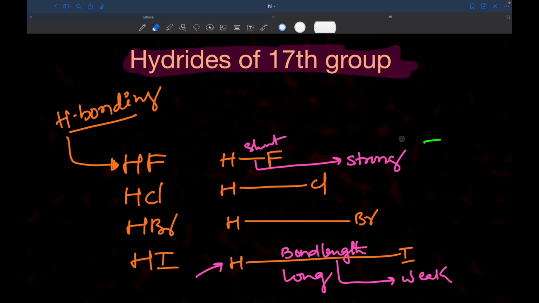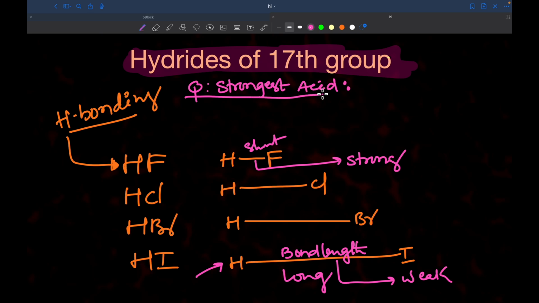Here the first question that can be asked is, the strongest acid is... Strongest acid of all. The order of acidity, this question has been asked again and again. So an acid is someone which donates hydrogen, a donor of H plus is known as an acid.